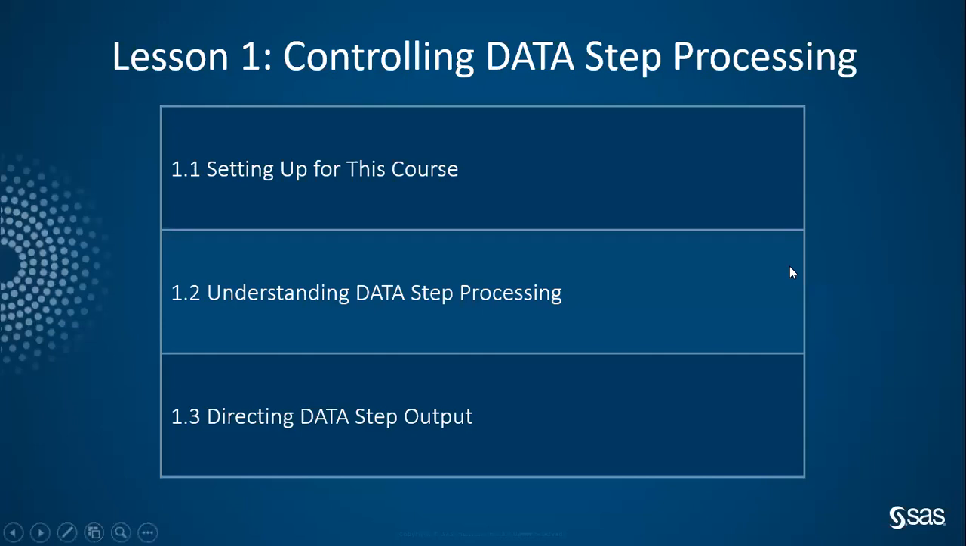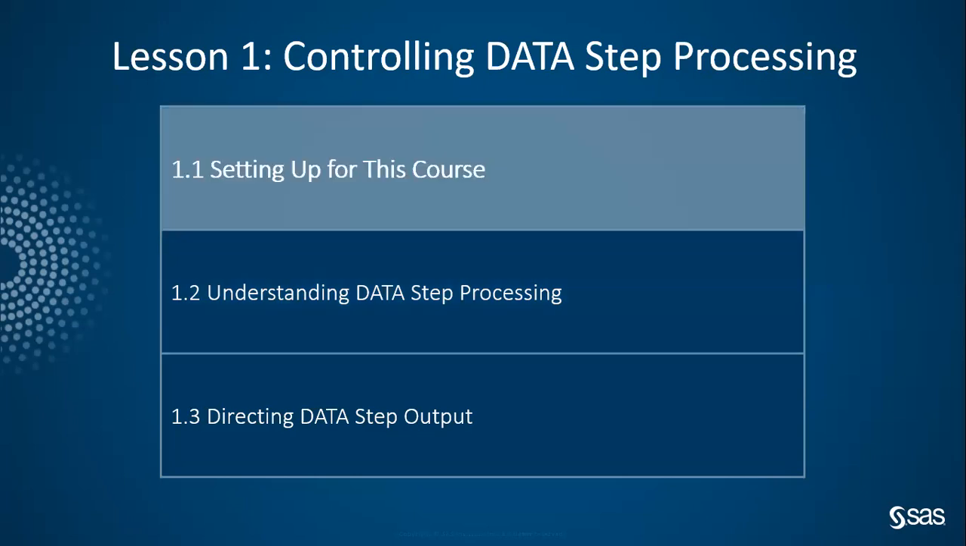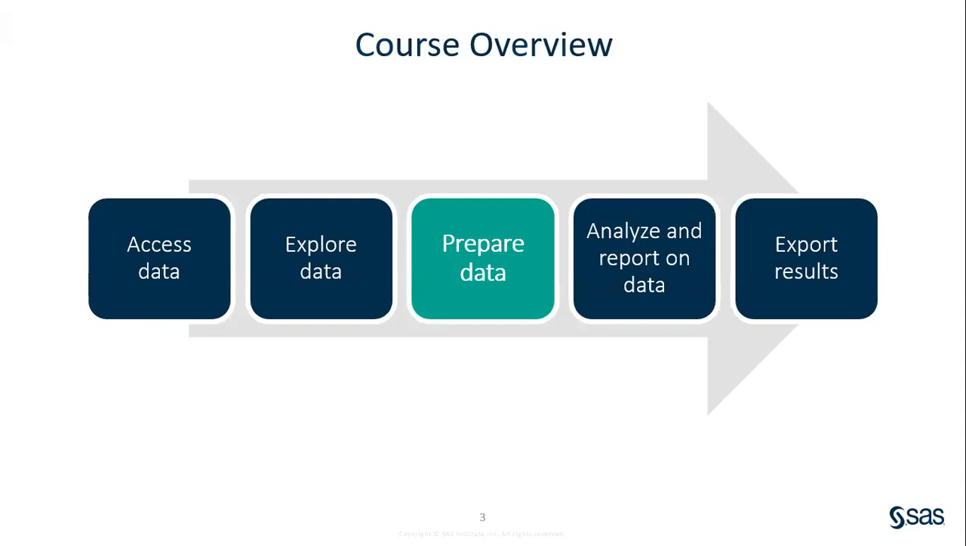So there are 3 topics in this chapter: setting up for this course, understanding data step processing, and directing data step output. Setting up the course is just a simple overview that we are learning with SAS programming steps, correct? And while learning programming, there are various steps of writing a program to fetch the information. One thing is we saw accessing data, exploring data, preparing data, analyzing, reporting, and exporting.